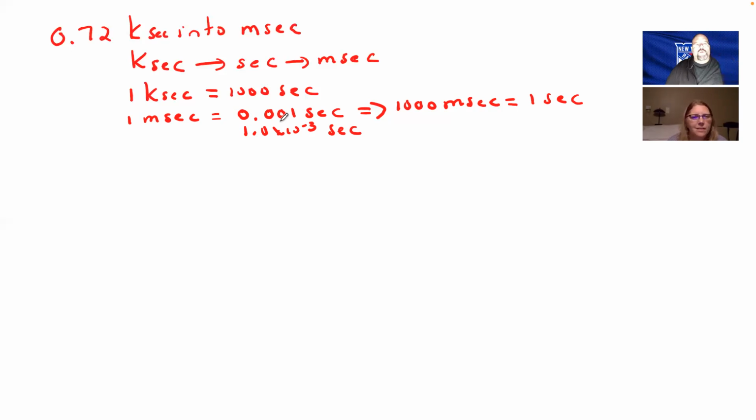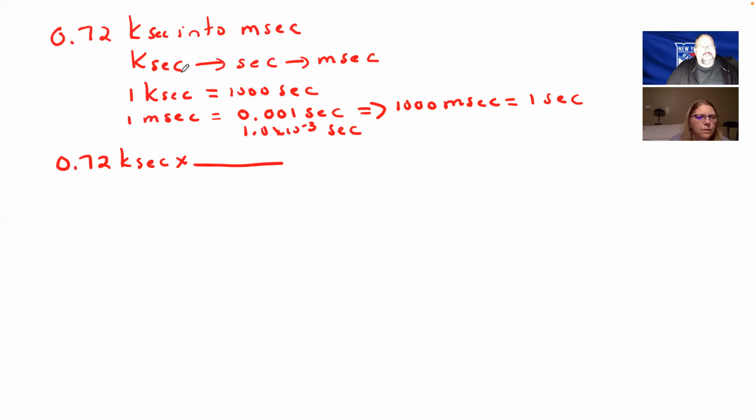So when you have these equalities that have decimals, the way to get rid of them is to multiply both sides by the number that would convert the decimal into 1. In this case, we want to move the decimal point 3 places, so we multiply by 1,000. So now we have 0.72 kiloseconds.